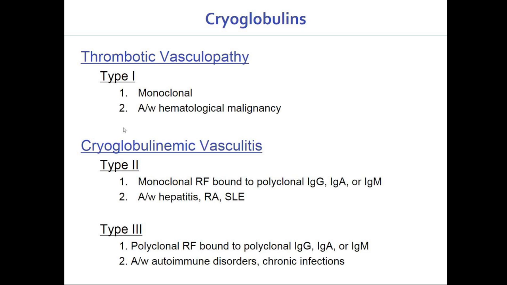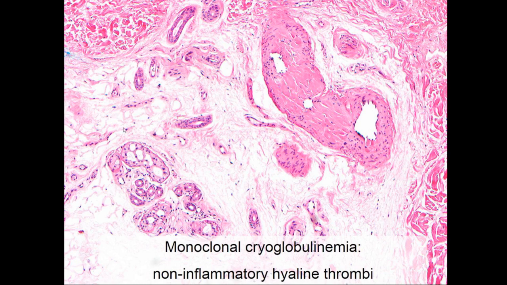In contrast, types 2 and 3 cryoglobulinemia impart a picture of acute vasculitis, and they're associated with a number of other underlying disorders, including hepatitis and autoimmune diseases. Here's a summary of thrombotic vasculopathy. Notably, non-inflammatory hyaline thrombi are seen.